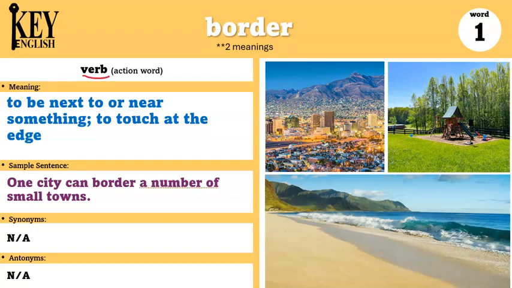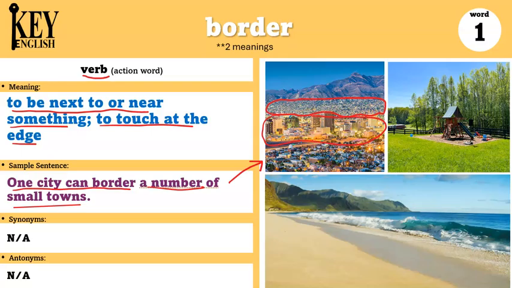Border can also be used as a verb, and it means to be next to or near something, to touch at the edge. For example, one city can border a number of small towns. So in this sentence, we're talking about a smaller part of the city, like this back here. It's a little difficult to see, but there's a small town back here, and then there's a big city over here. So I can say this small city borders, or is next to or near, the big city.